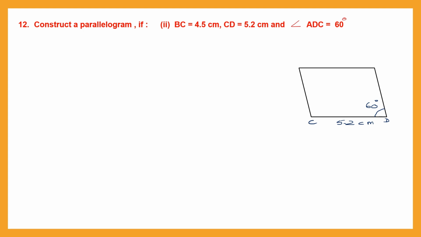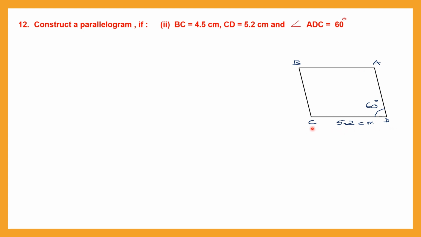Okay, so now it is angle ADC. It says angle ADC is 60 degrees. That means A should come here. ADC. So let's write A here. So A, B, C and D. So this is a parallelogram A, B, C, D.